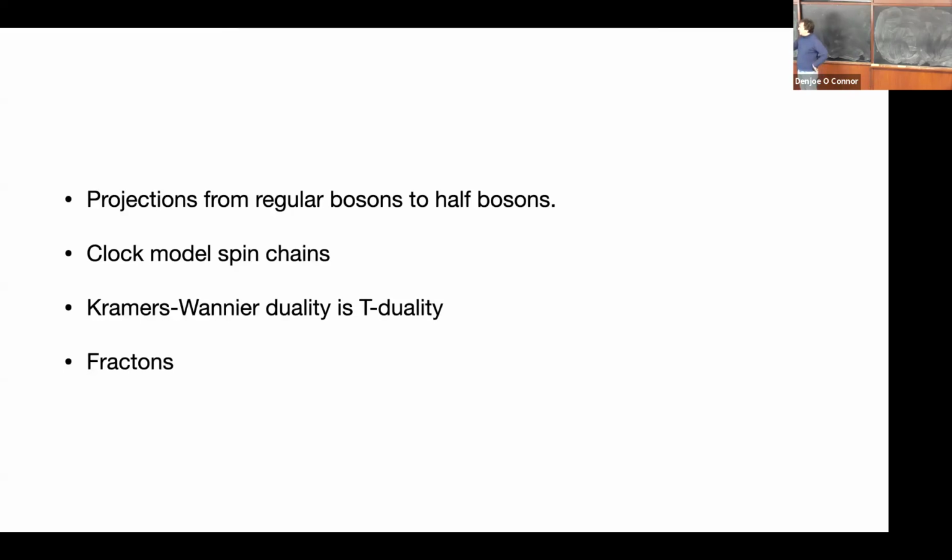And then they do have a Kramers-Wannier duality, and in this case, one can check that the Kramers-Wannier duality of the clock model is the same thing as the T-duality that I was talking about in the half boson. And then that lets us use these ideas to do something about identifying critical points. And then I'll talk a little bit about generalizations to higher dimensions, where one ends up with fractal dynamics.